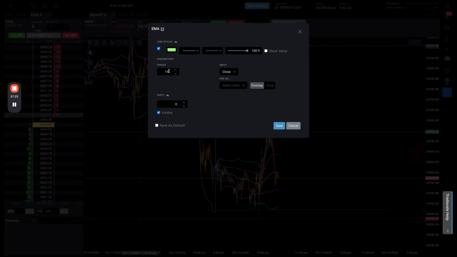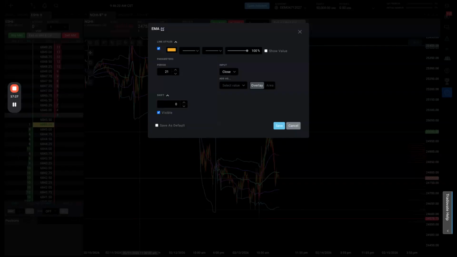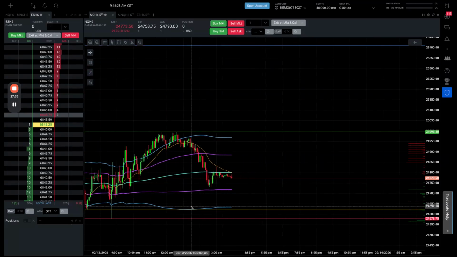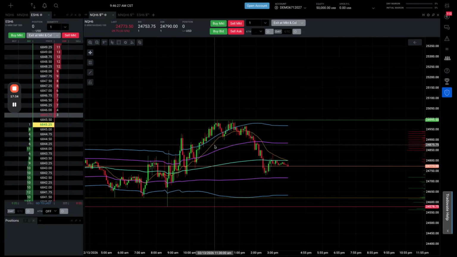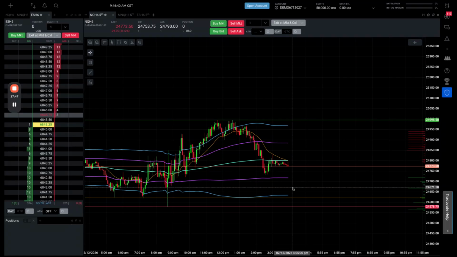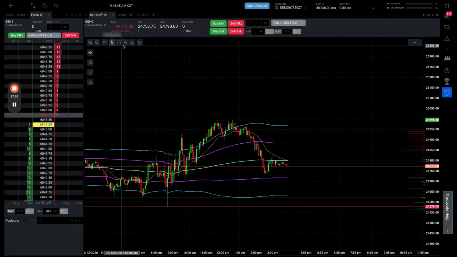EMA. So the 21 is very important. It's basically this orange 21-day moving average is just the average price over 21 days. Typically, if you're in a trend and you're going up, the minute you break underneath the 21, you start to move down. Okay. So this is key. Okay.